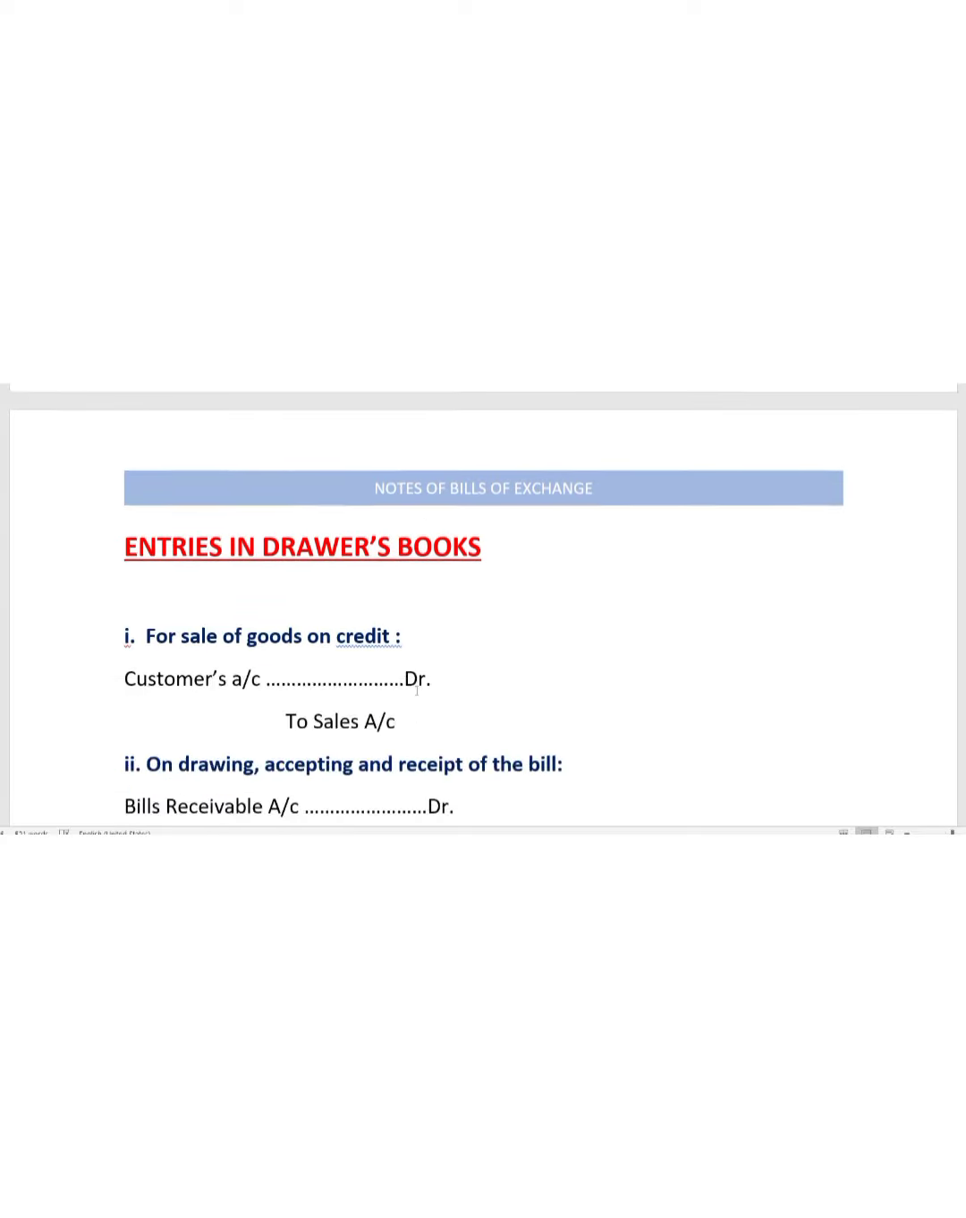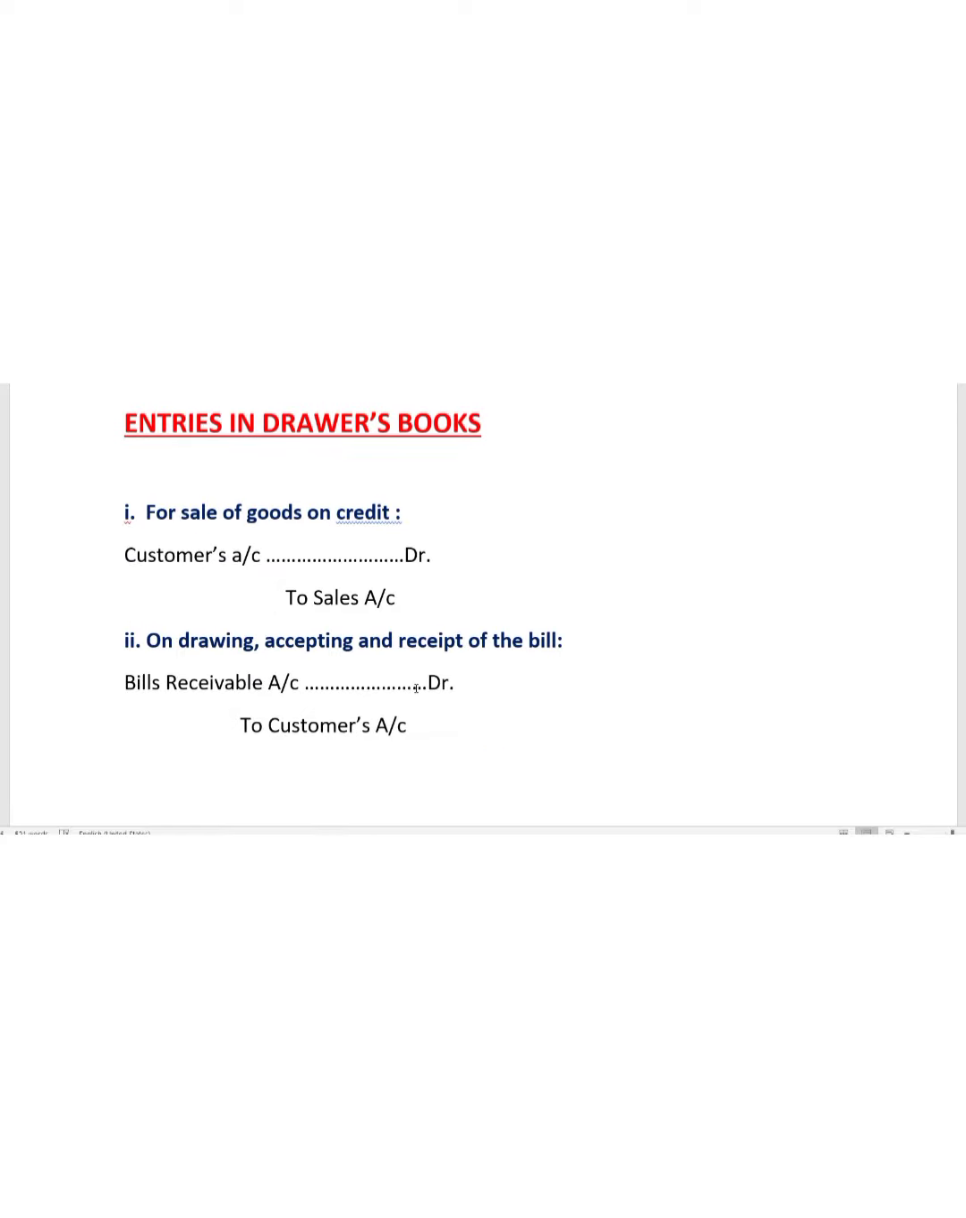Entries in drawer's book. So what entries will we do in drawer's book? Drawer here means the seller. The first entry is for sale of goods on credit. When the seller is selling the goods on credit, what entry will he do in his book? Simple, the receiver's account debit to sales account. Receiver means the customer who is purchasing the goods. His account is debited to sales account. This will be the entry for sale of goods on credit.